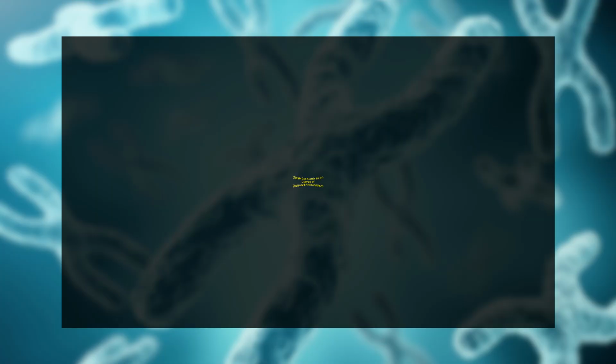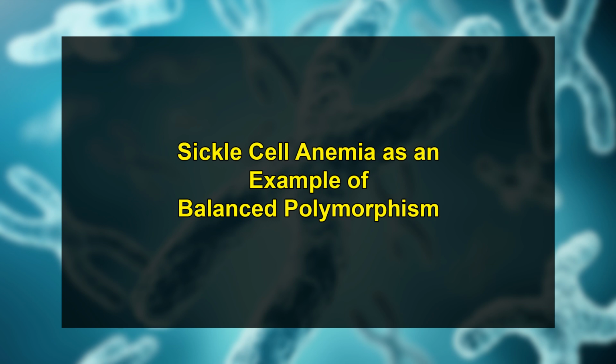This selective advantage that cystic fibrosis carriers have against cholera allows the maintenance of the deleterious cystic fibrosis gene at high frequency by balanced polymorphism. Dear students, let's now discuss sickle cell anemia as an example of balanced polymorphism. One of the classical examples of balanced polymorphism in the human population is sickle cell gene polymorphism.